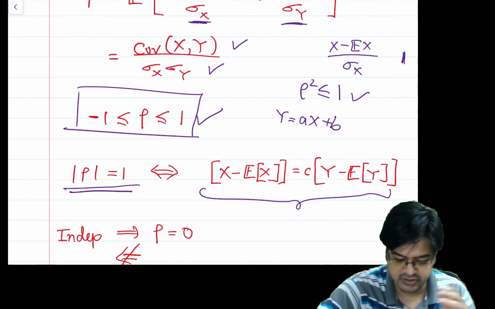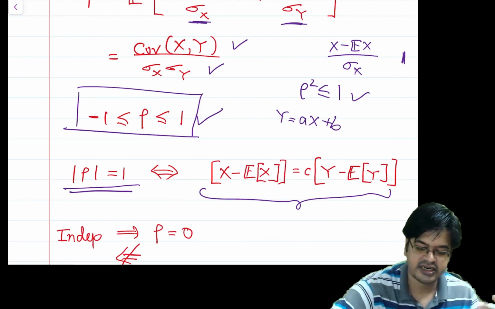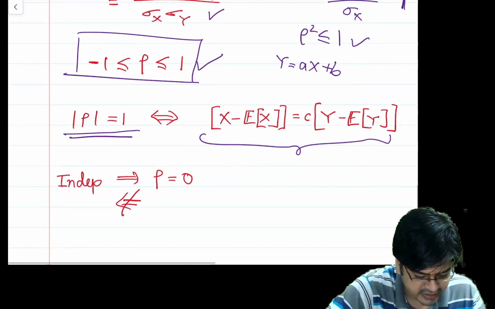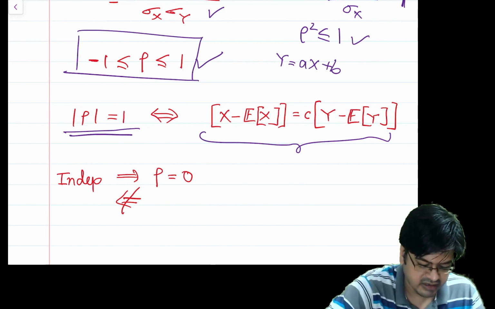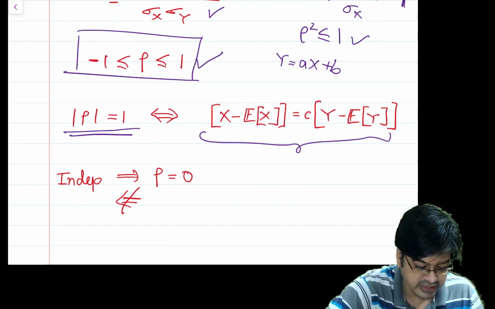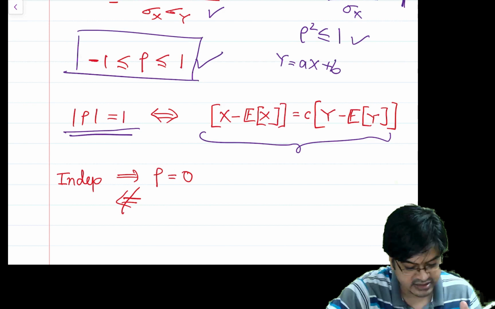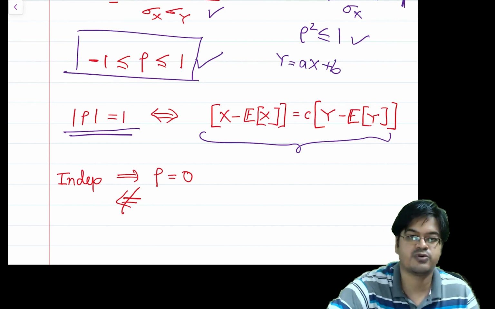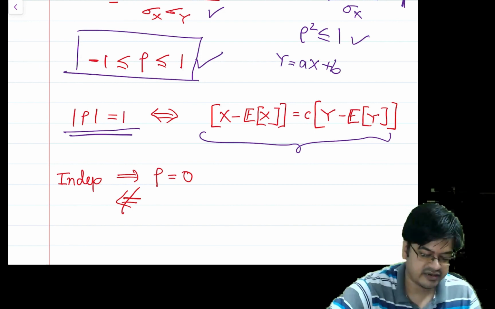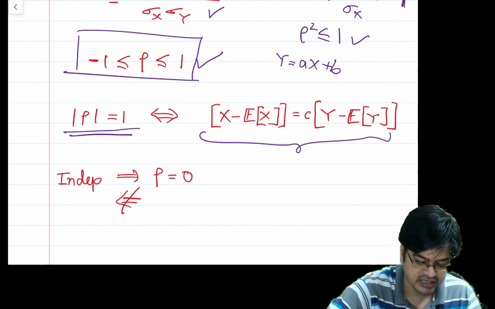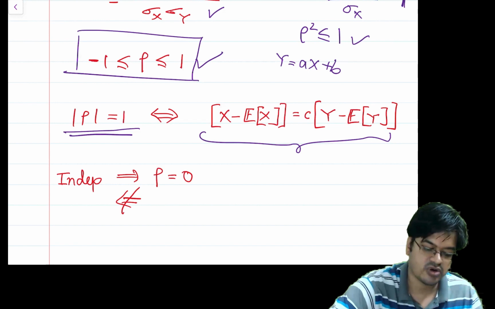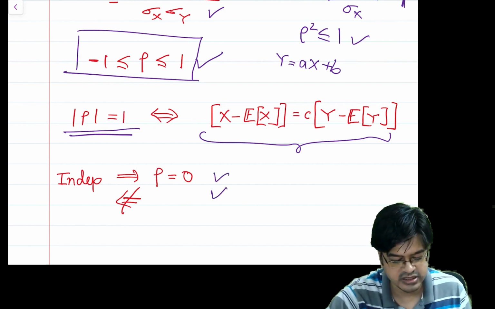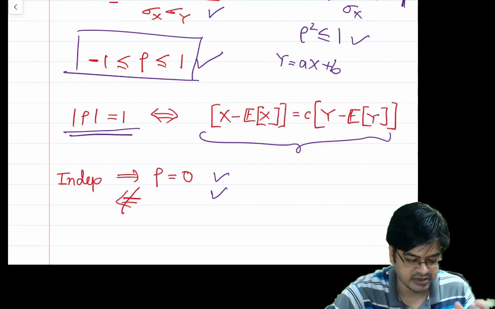If a is positive, the correlation is positive. If a is negative, the correlation will be negative, and they are perfectly related. The same remark which applies for covariance applies for correlation also. If rho is equal to 0, when will rho be 0? Only when covariance is 0. So if the random variables are independent, correlation is always going to be 0. The converse is not true. You will see this in the problem sheet, describing some examples.